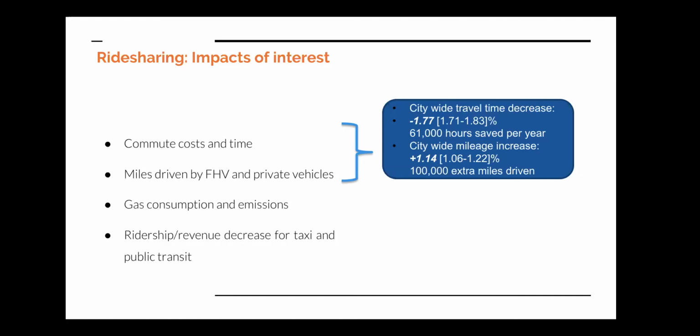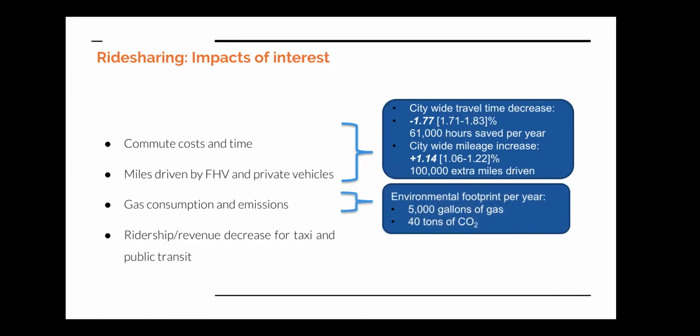So overall, the mode shift from non-driving modes to shared for hire vehicles offsets the benefit of cutting trips. And the overall increase in miles driven is more than 1%, with also a pretty narrow confidence interval, resulting into more than 100,000 extra miles driven, adding up to traffic, which, being translated into the environmental footprint, adds around 5,000 gallons of gas consumed per year and 40 tons of CO2 emissions extra.